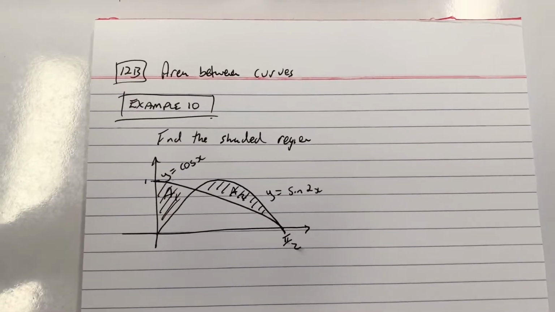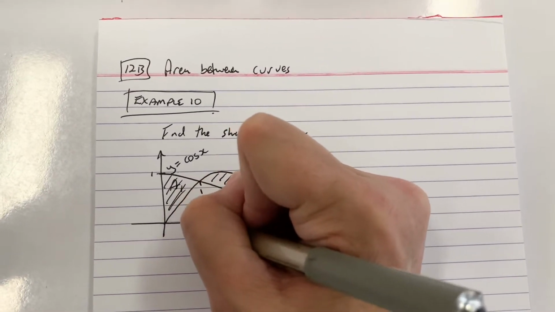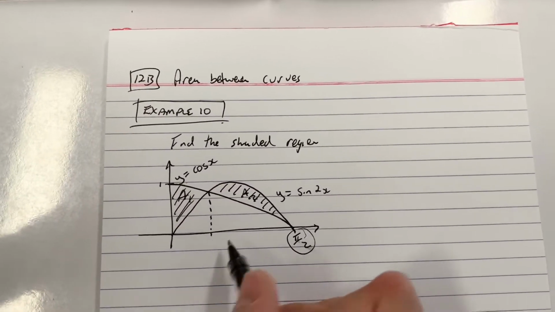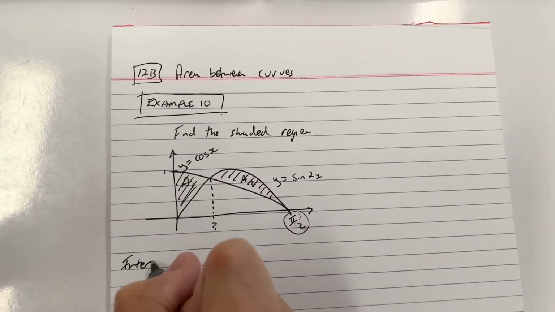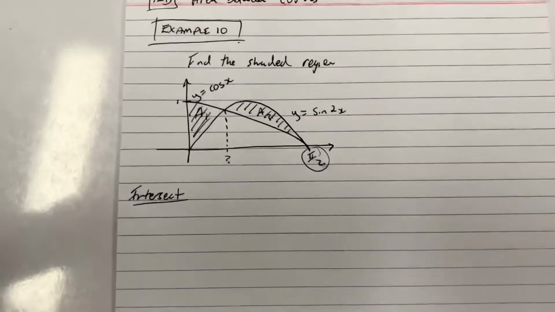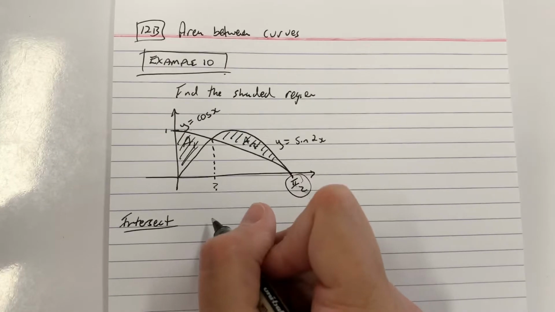Oh, can't really read that there. We need the point of intersection. So we know that they intersect over here on pi on 2. We need this point here. So where do they intersect? Obviously, if you've got your graphic calculator, you're going to G-solve for intersect, which is fine.